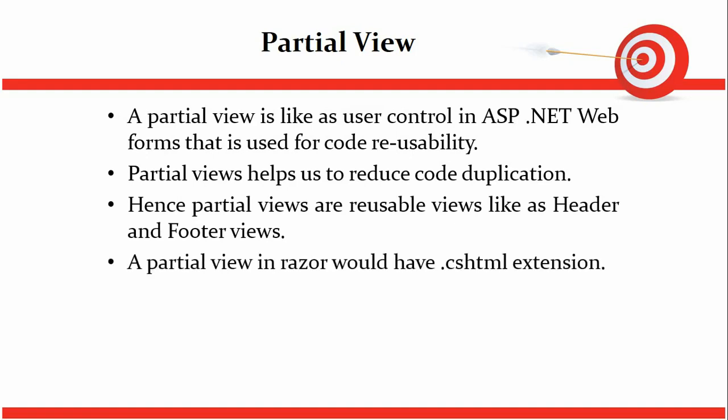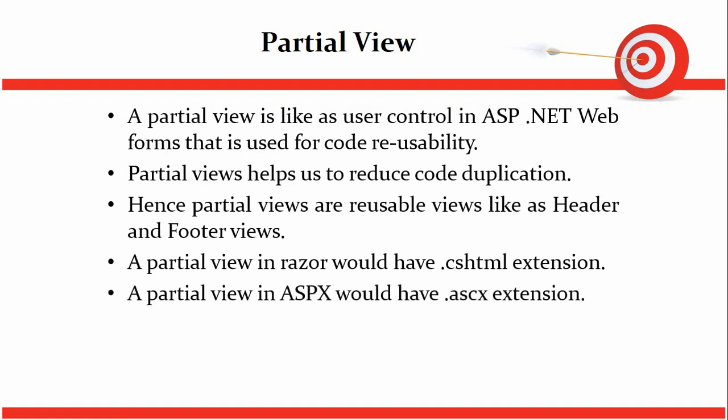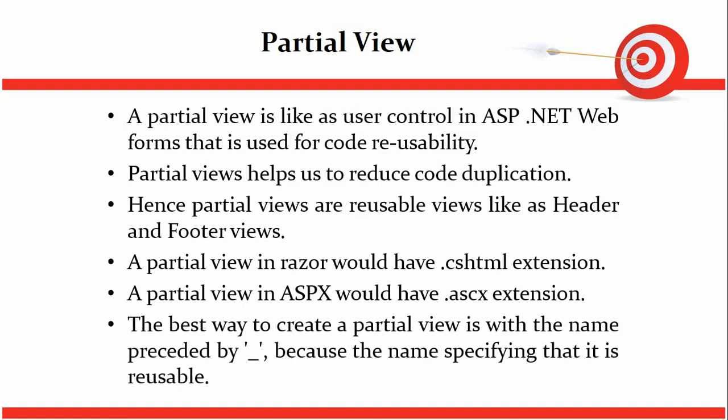I'll show you with an example shortly, but remember, a partial view in Razor will also have the .cshtml extension. In ASPX, a partial view would have .ascx because you are creating a separate control, but in some places we will use .master. Please remember this last line: the best way to create a partial view is with a name preceded by an underscore. When you see an underscore in front of the name, you should understand that it is a partial view in ASP.NET MVC. It specifies that it is reusable.